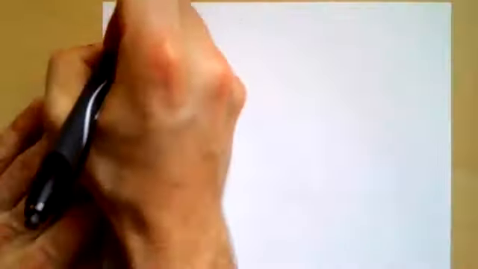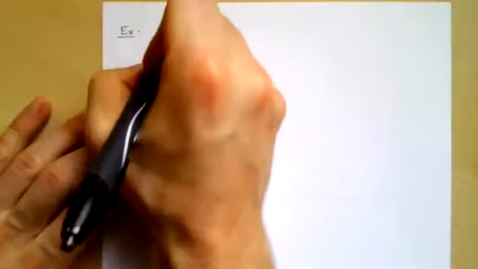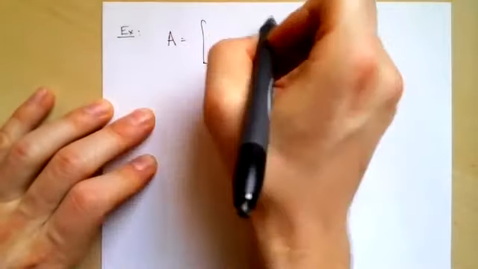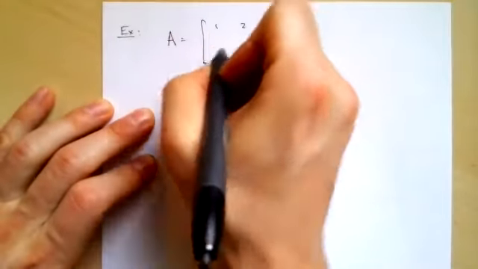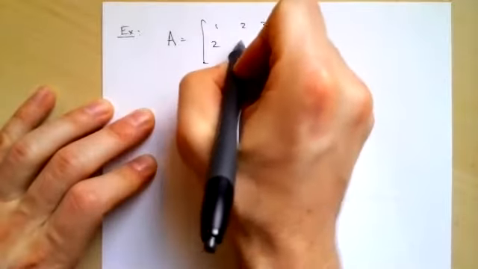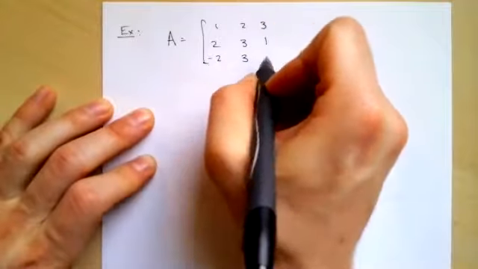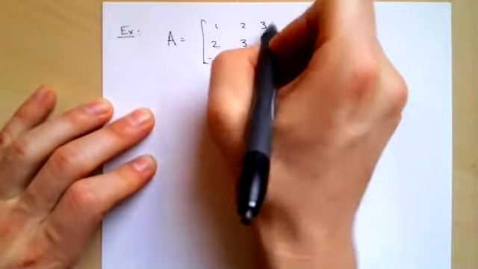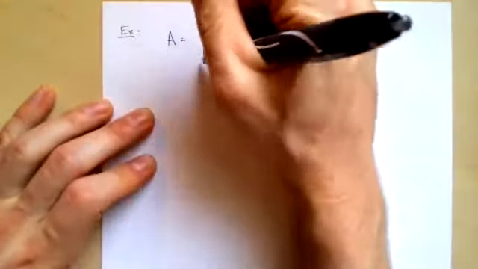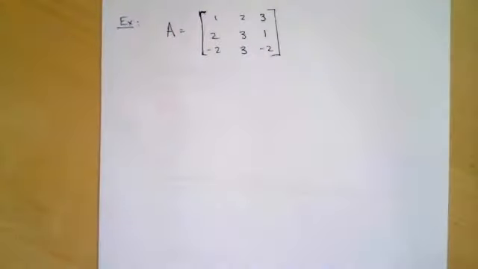So let's say we've got a matrix A, and let's choose 1, 2, 3, 2, 3, 1, and -2, 3, -2. So the first step is to come up with an LU factorization.